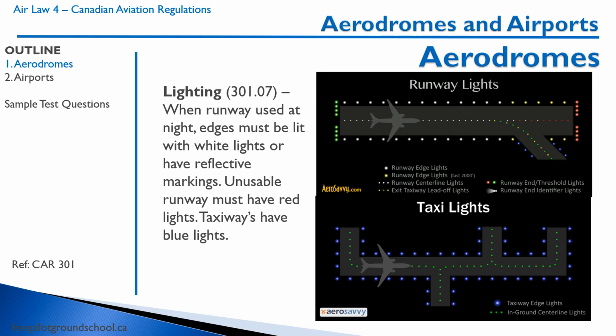On the taxiways, you typically see blue lights along the perimeter, and in large airports, you'll have green center line taxi lights. Any intersection between a runway and a taxiway or a taxiway and an apron is usually denoted by two lights side by side.